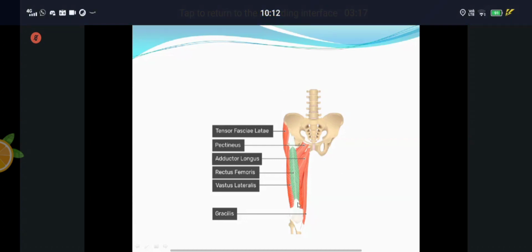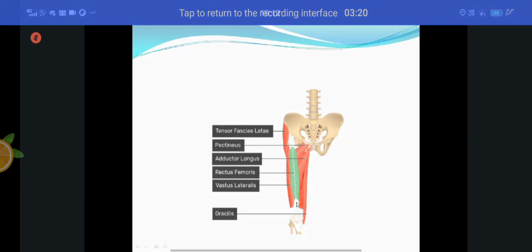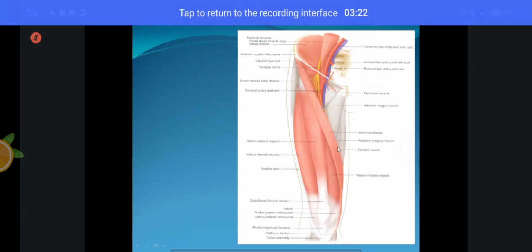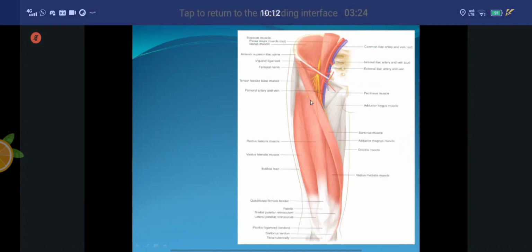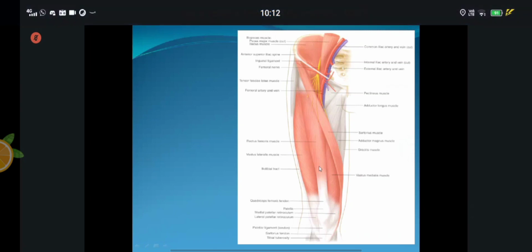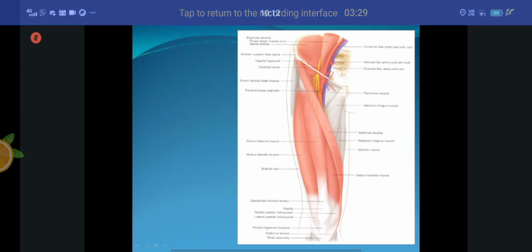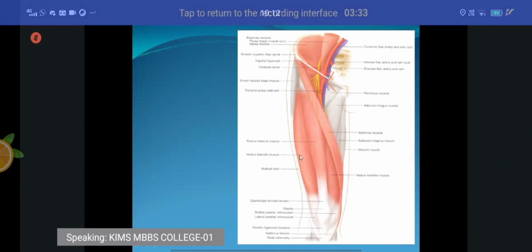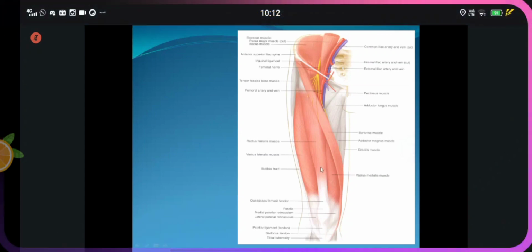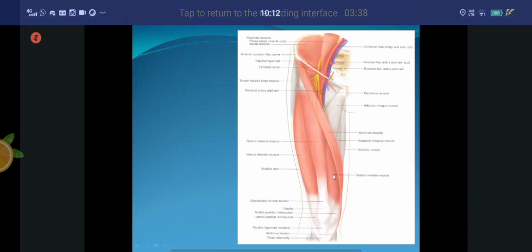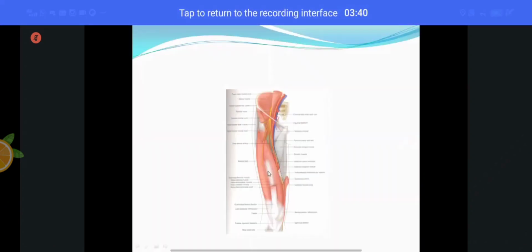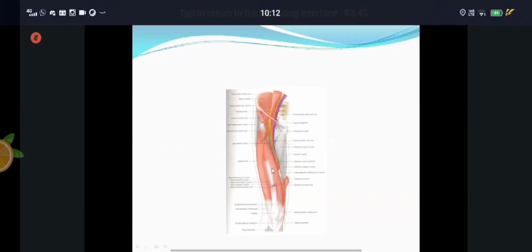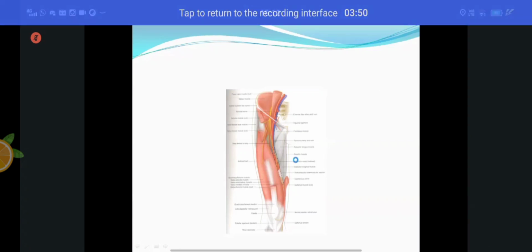So you have studied two muscles. What is the first muscle you have studied? That is the sartorius muscle. And the next muscle? You have studied the rectus femoris muscle. Now coming to the other three muscles. The other three muscles are vastus lateralis, vastus medialis, and below it what you have, the vastus intermedius muscle.